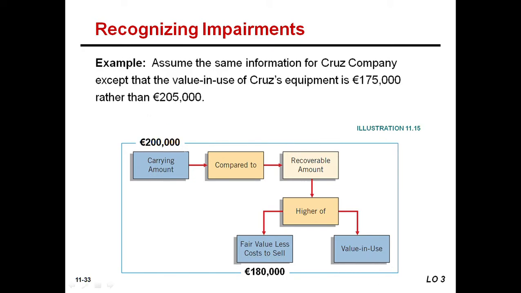Now let's continue this example. So let's say what if the value in use was 175, not 205, right?